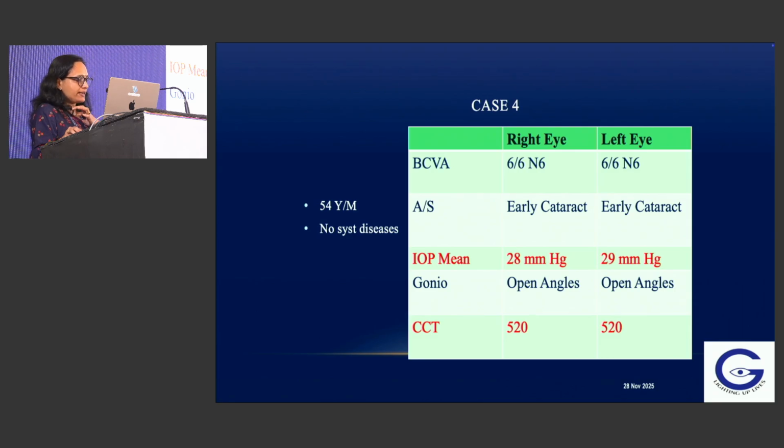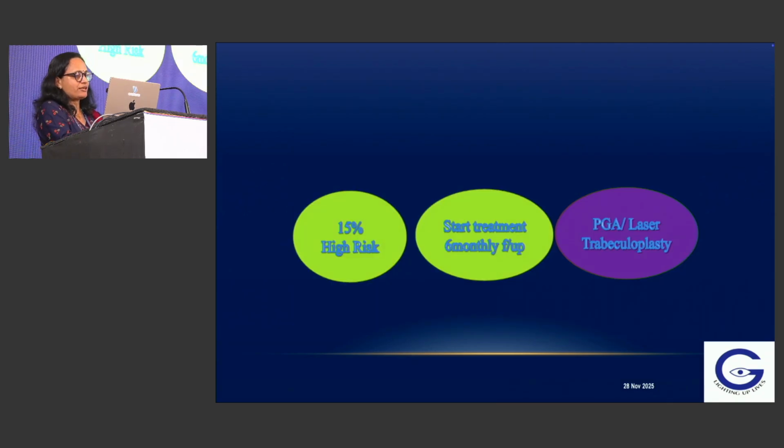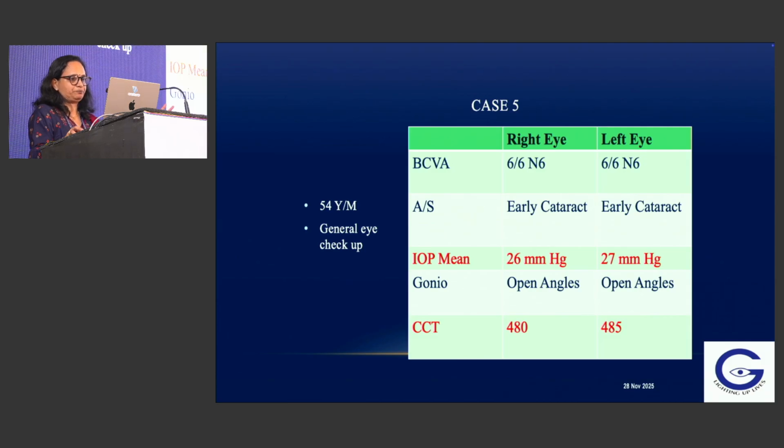Case 4 is a 54-year-old male. There is no systemic disease. Here the IOP is 28 and 29, and CCT is again on the thinner side. So here when you add up the points, it is coming as 10. So the estimated 5-year risk of progression is about 15%. So this is a high risk patient. So better to start treatment and do a 6-monthly follow-up. Again, the treatment options, medical management or laser trabeculoplasty.